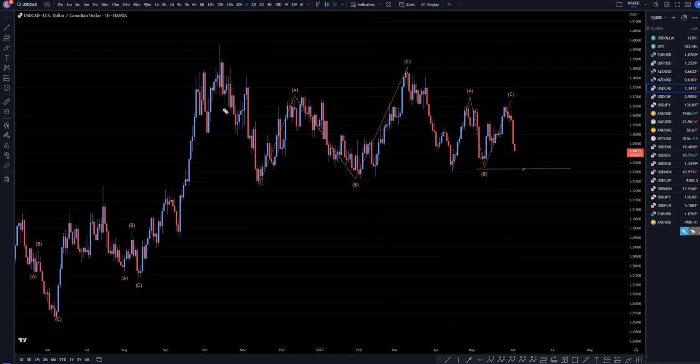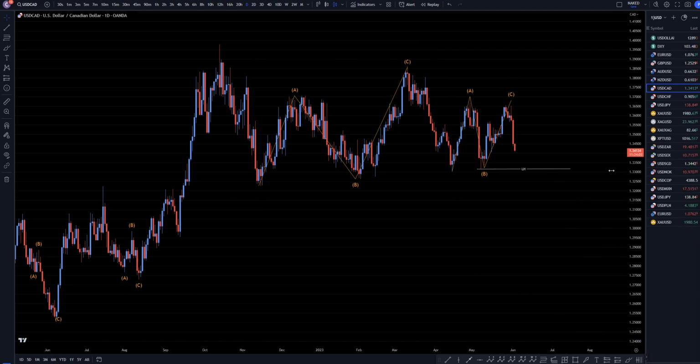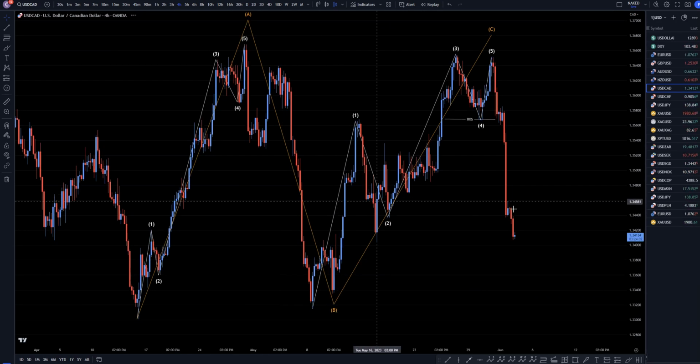Daily time frame, I'm going to have to go back to my original analysis that I was doing a couple weeks ago, which is this is a 1, this is a big ABC like a 2, and then this is probably like a 1 of 3, and ABC like a 2 of 3, and now we're probably heading down for that wave 3 of 3. So keeping that in mind, let's keep going down to the 4 hour time frame.